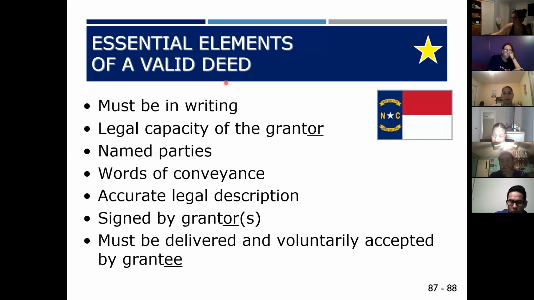Somebody said title was the idea. Deed is the documentary evidence. Deed is the tangible proof. It's the paper. Title is the idea. The deed is the proof.